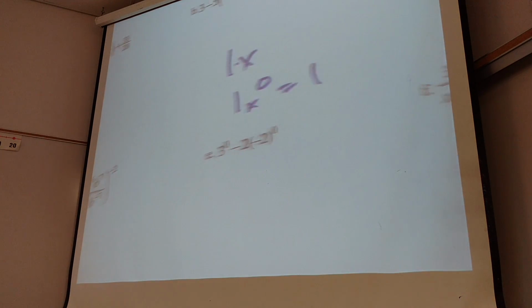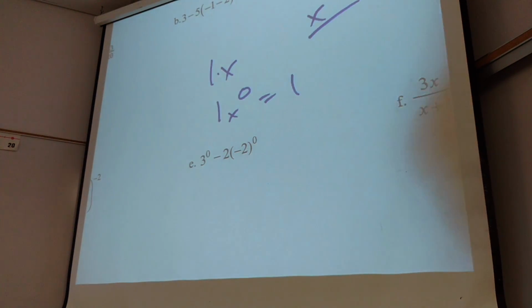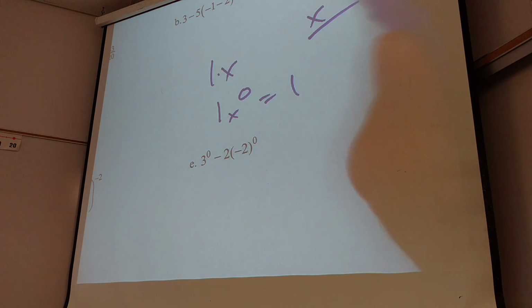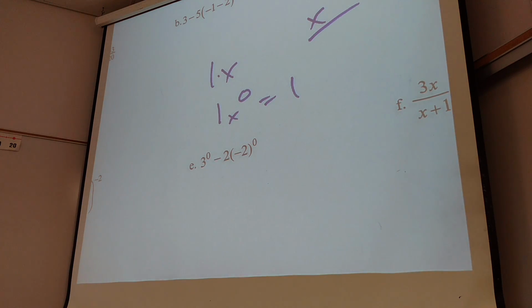A slightly different way. 5x squared, what do I divide it by to get x to the 0? What do you do when you divide? What do you do with powers?